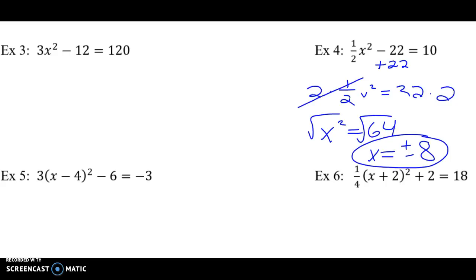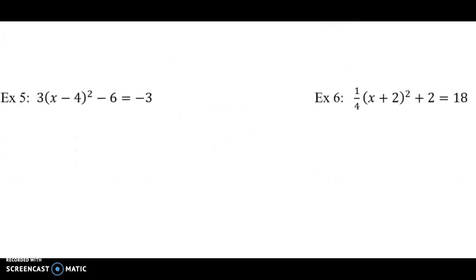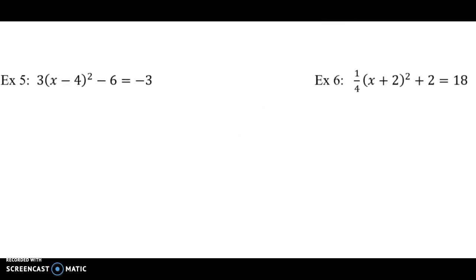You're telling me there's only one x-intercept by only saying 8. There are 2 x-intercepts. You're missing half the problem. So you have to remember that. So this parabola would cross at positive 8 and negative 8, and it was compressed, and it opens up. So it probably looked something like this. All that stuff from graphing parabolas we learned last test still applies. Okay, we got a couple more examples. Let's do number 5 together. Then I'm going to have you do 6 on your own.